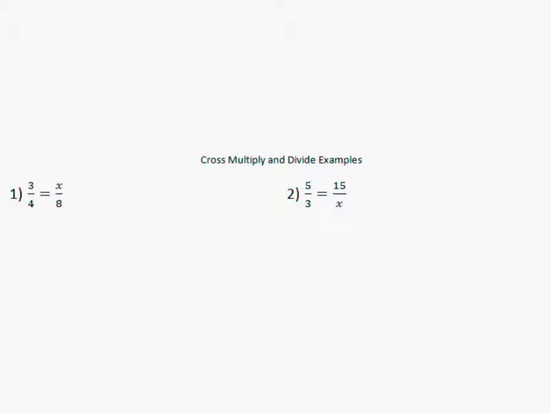It's exactly like it sounds. First, you find the two numbers that are across from each other. So x and 4, those aren't numbers. 3 and 8 are. I'm going to do 8 times 3, which is 24. And divide. Well, I've used 8 and 3. The only number I have left is 4. 24 divided by 4 equals 6. X equals 6. That's all there is to it.